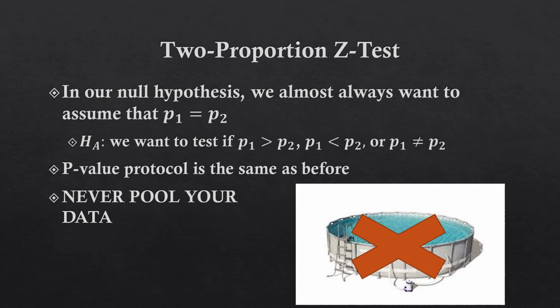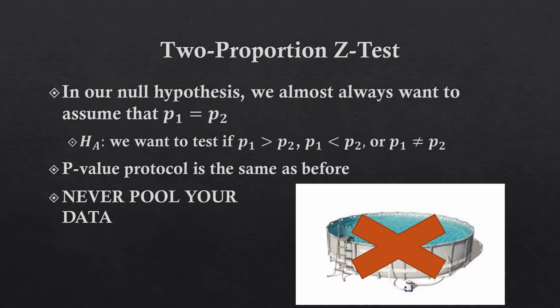In our null hypothesis, we almost always want to assume that P1 is equal to P2. So we're going to assume from the beginning that there's no difference in P1 and P2. And our alternative hypothesis then is that either we want to know if P1 is greater than P2, if P1 is less than P2, or simply P1 is not equal to P2. This, of course, will come from the context of the problem.